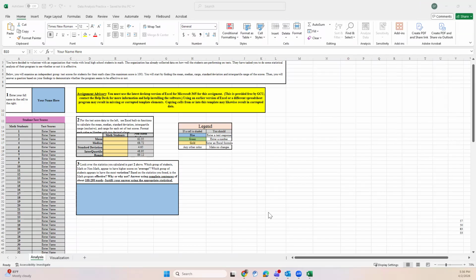Let's go up here. All right, so this is the Excel piece that was due today that we did in class for those that were not there. This will help you with major assignment 3.